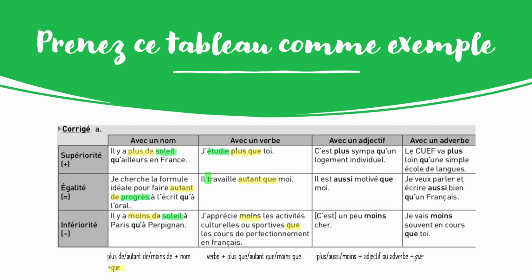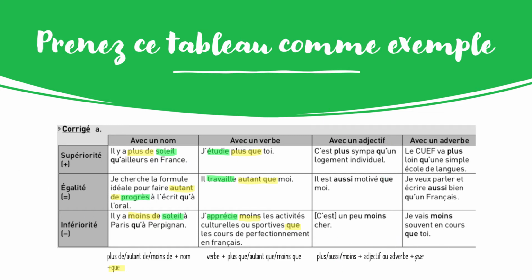All right, il travaille autant que moi. Again, you have your verb first and then the comparison after and then whatever you're comparing it to. J'apprécie moins les activités culturelles ou sportives que les cours de perfectionnement en français. So again, what are we comparing? The intensity of the material that we appreciate.